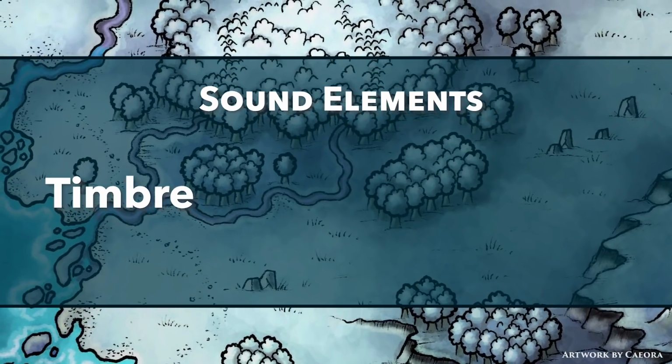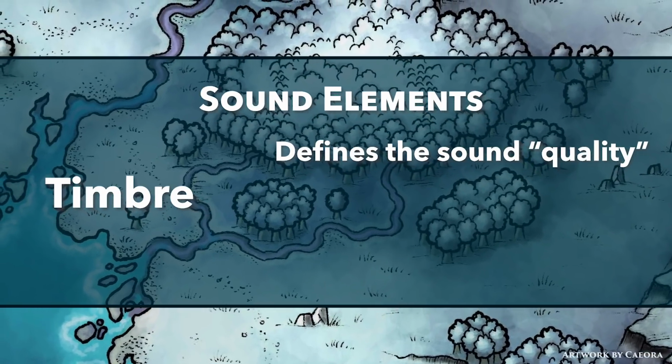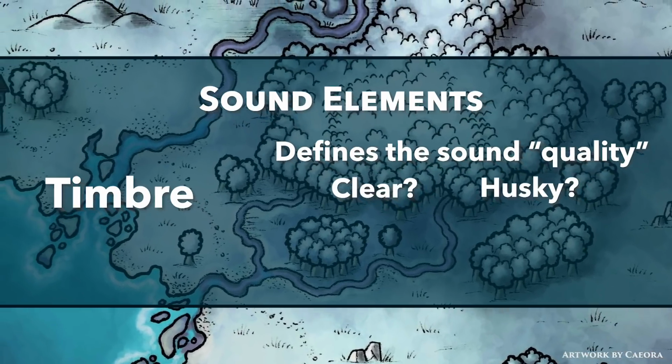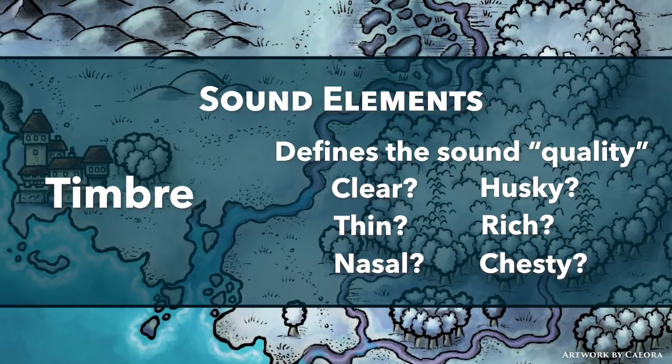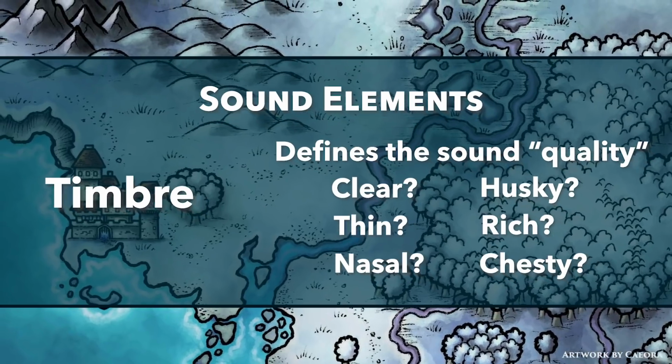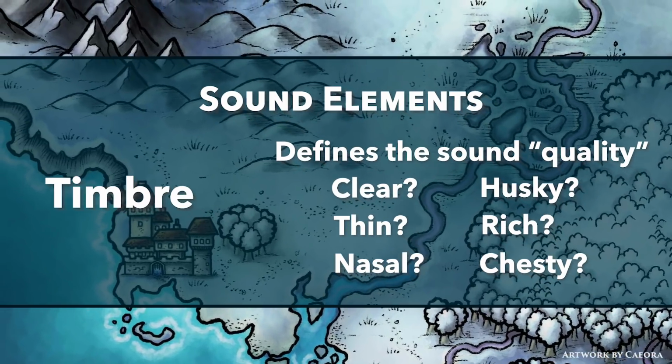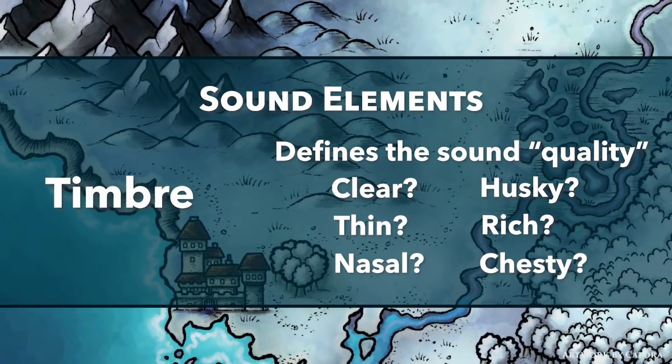Finally, the timbre of the sound. That defines the sound quality. Is it clear or husky? Is it thin or rich? Is it nasal or chesty? Timbre is more difficult to describe and harder to measure than the other sound descriptors we've used, but it's very good for describing voices. And then, of course, you can combine these different sound variables to create a sound profile for your scene, which is going to set the mood and be immersive for your readers.